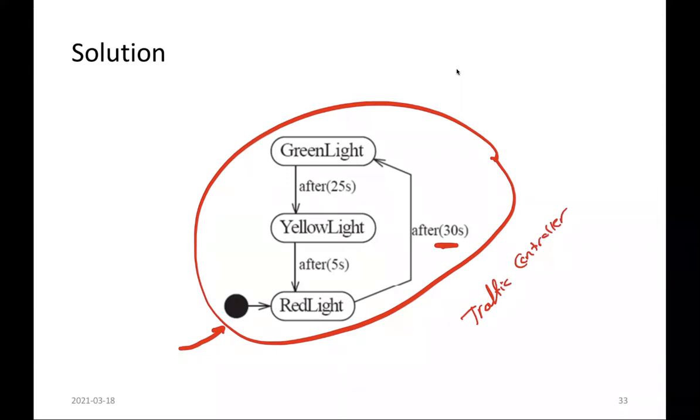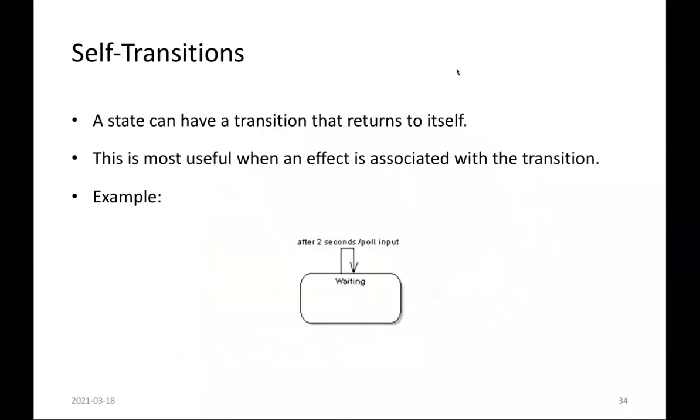In state machine diagram, we can also see self-transitions. So what is a self-transition? A self-transition happens when a state can return to itself. This is most useful when an event is associated with such a transition. So as you can see here, if we are in the waiting state, after 2 seconds, we will be still in the waiting state. So this is where the state returns to itself.